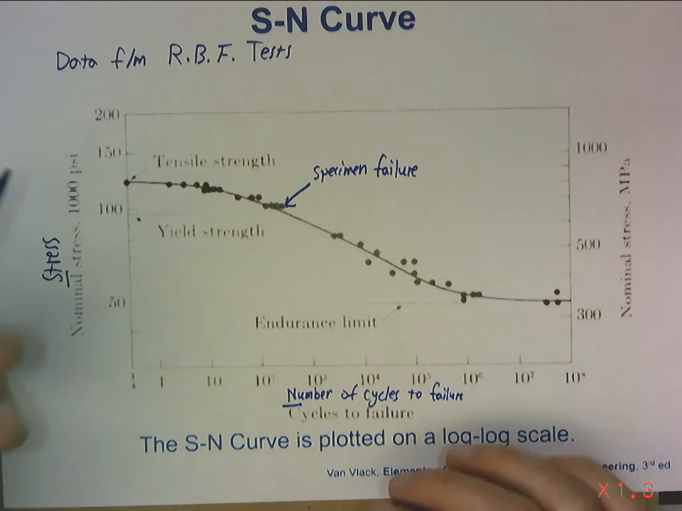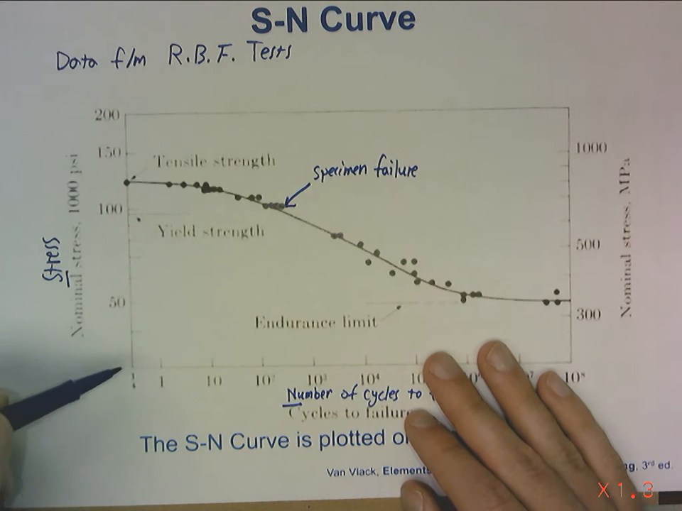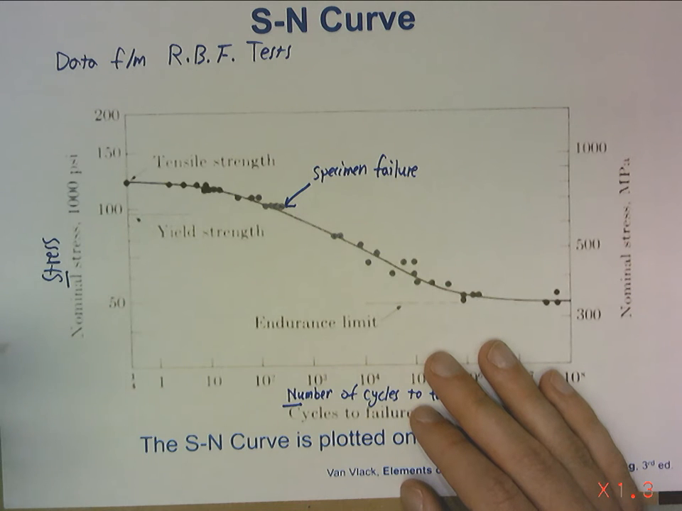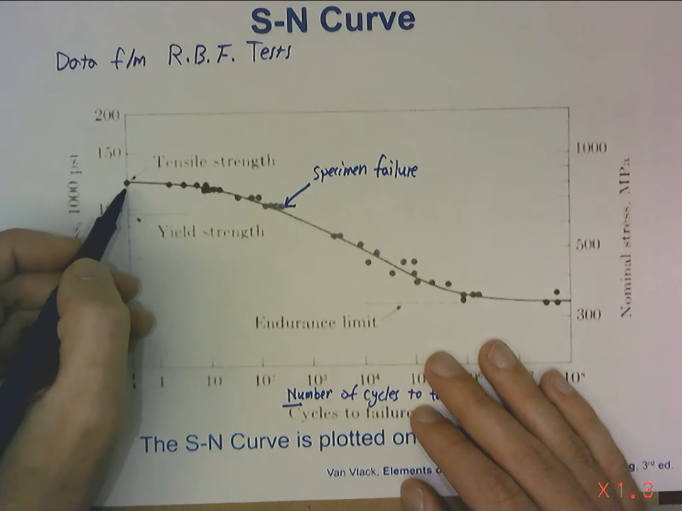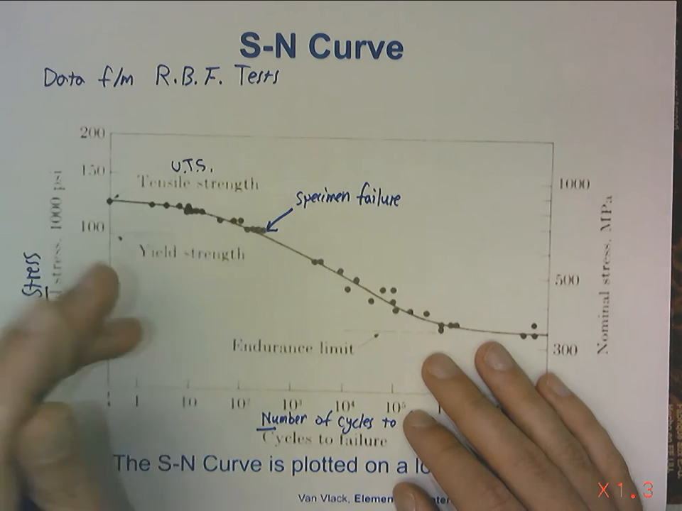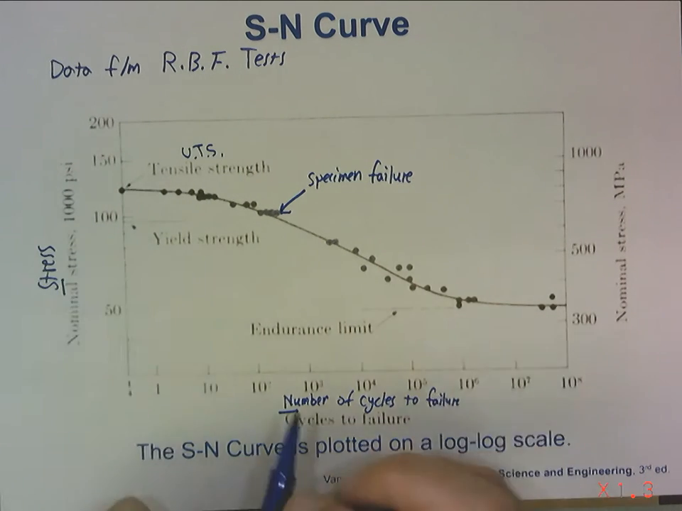So at essentially 0 cycles, which we can't really plot because log 0 is undefined, so they've got log of 1/4. It's less than 1 cycle. Okay, so it's basically 0. At just putting the material in tension and seeing when it fails, well, that's your tensile strength. That's your UTS, ultimate tensile strength. They've got the yield strength labeled here.